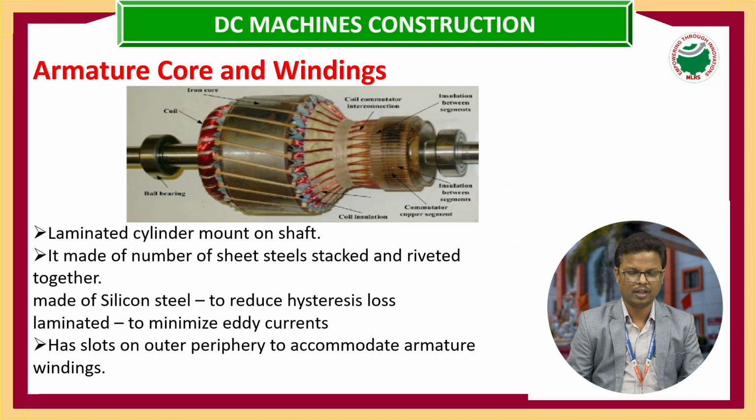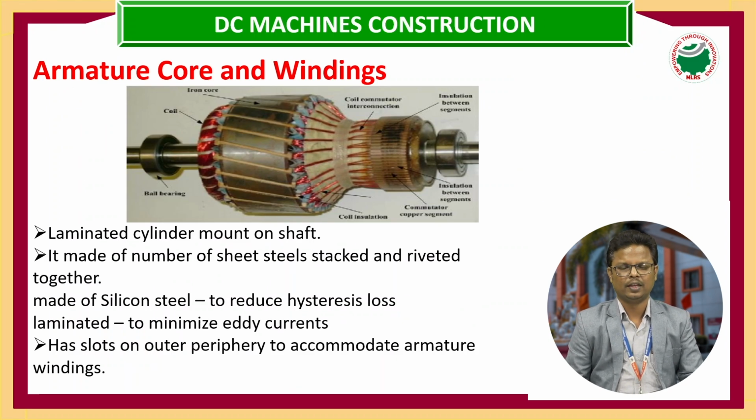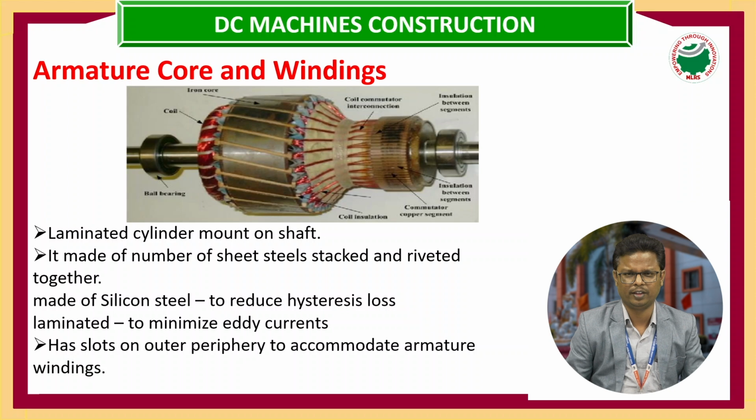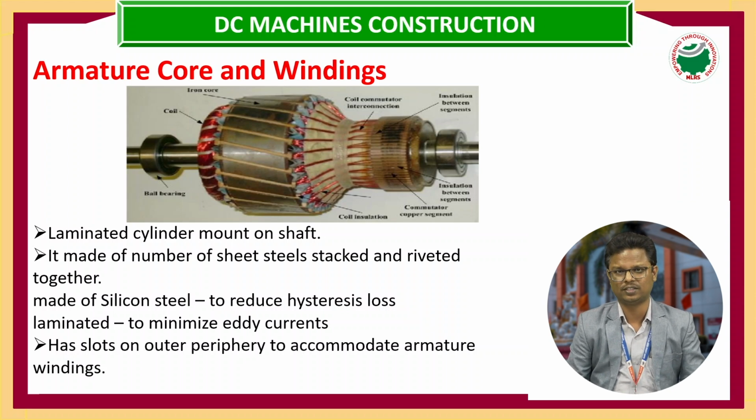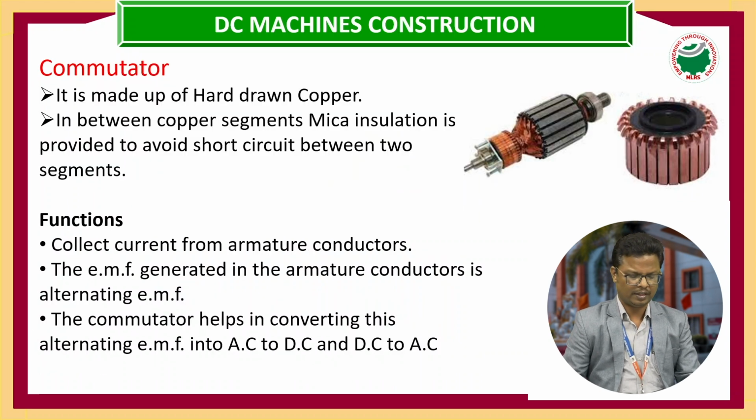And the next one is armature core and the winding. Here the armature core is made up of silicon steel, and it is also laminated to reduce the eddy current losses. Here also we are using steel to increase the permeability. It provides the slots to keep the armature winding, it is also called the power circuit, and it is placed on the shaft, and it is a rotating part. And the next one is the commutator, a very important one.